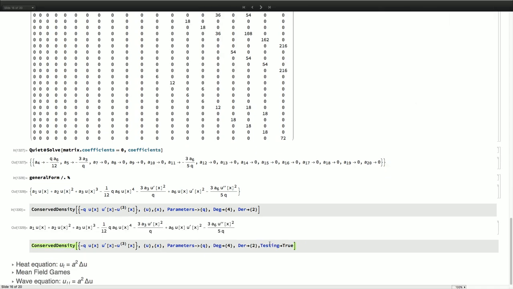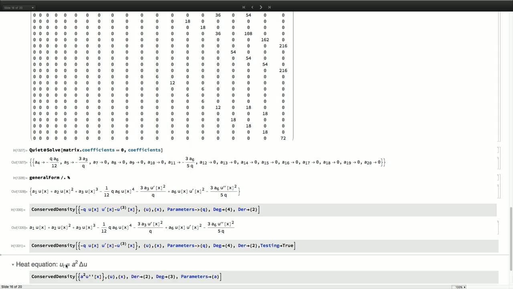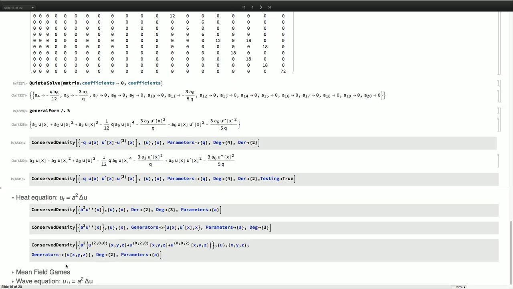And also, for example, we have implemented one function with tests. It checks whether the expression is conserved or not. And if we put testing true, we will get true or false. In this case, we have done it for testing. And let's go forward. We will see that it worked.